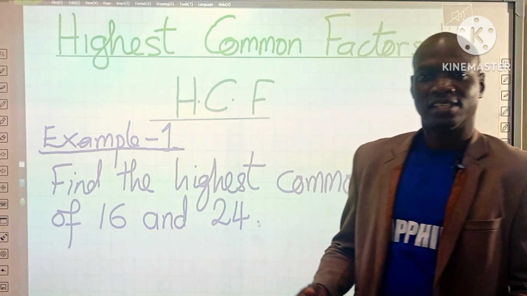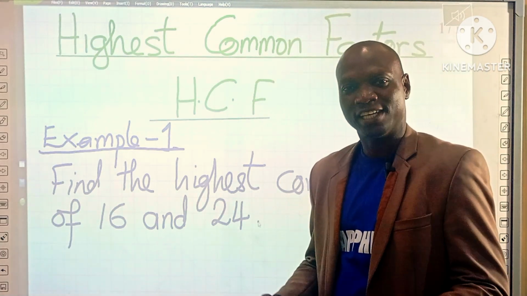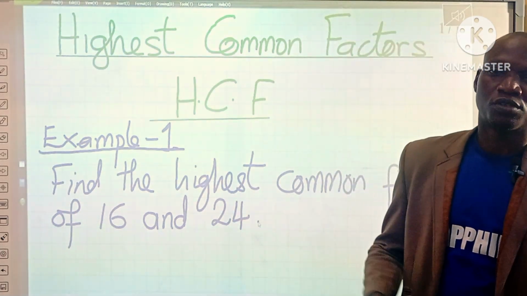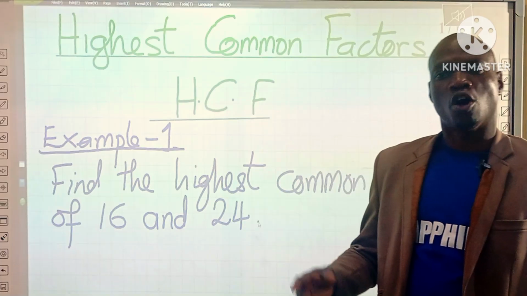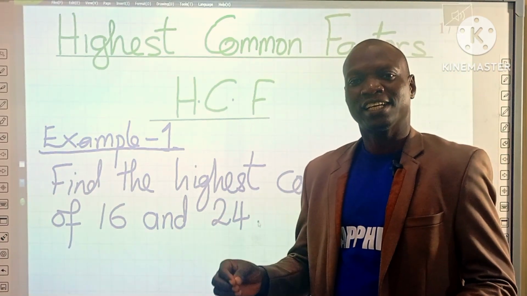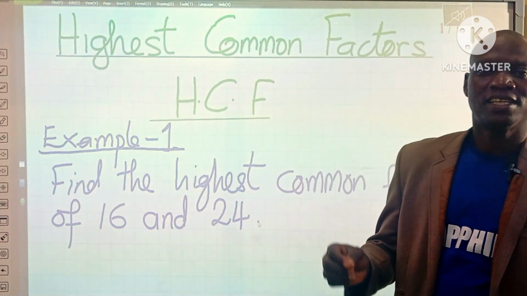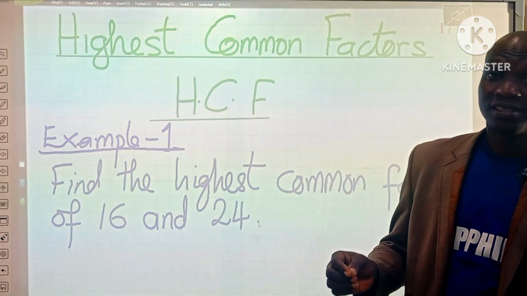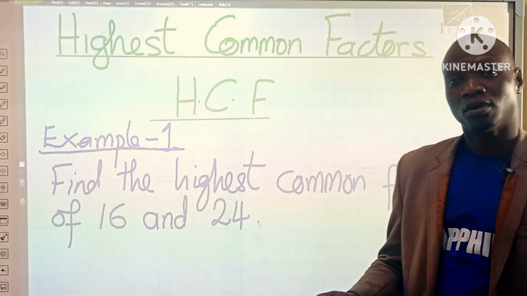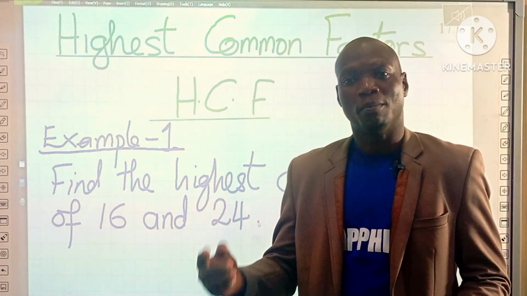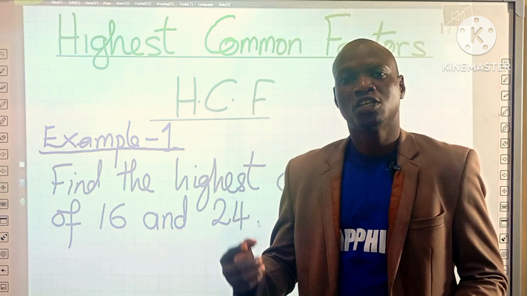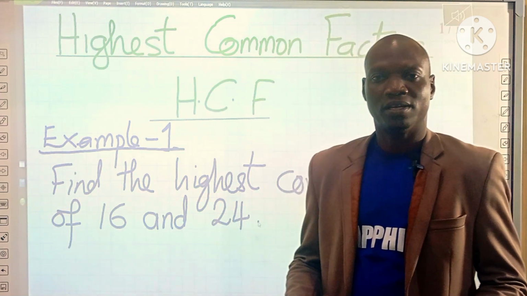Now, what is the highest common factor, or HCF, of two numbers? The HCF of two or more numbers is the largest number that can divide these numbers exactly. That is, the largest number that can divide two or more numbers without a remainder.